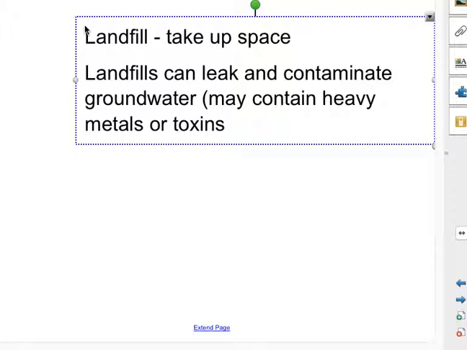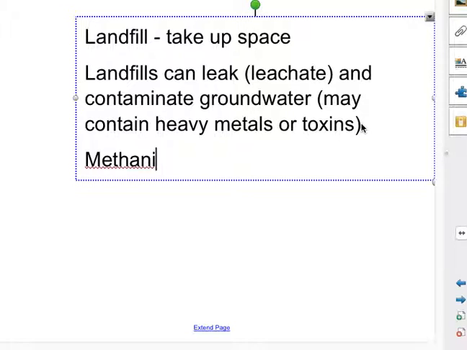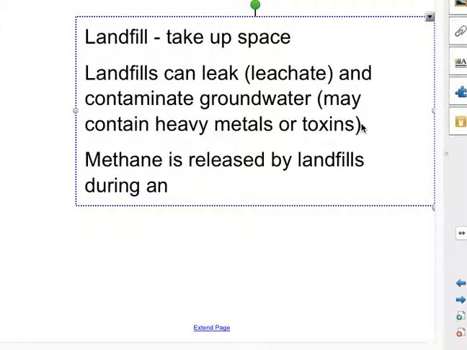And remember that material that leaks is called leachate. I'm going to put that up here just so you can remember. That's what that word leachate means. So that's one of the problems they can pose. Methane is also released by landfills as material decomposes in an anaerobic environment.